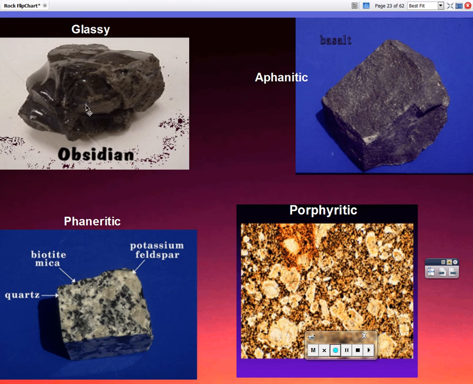This is glassy, that's obsidian. Aphanitic, this is basalt. Phaneritic, this is granite right here. And porphyritic, you see these big crystals on the background of small crystals.